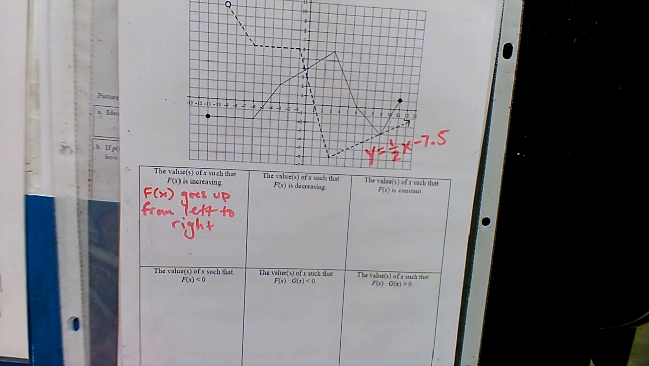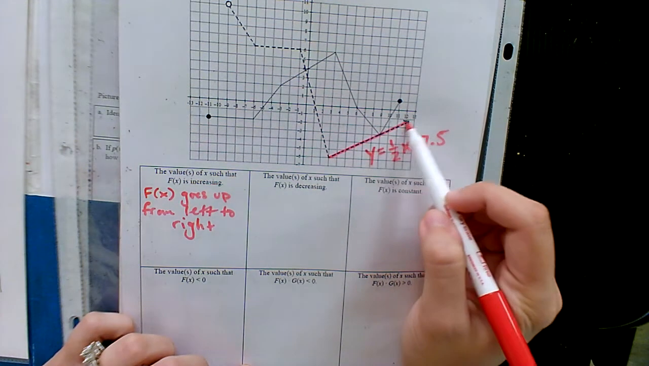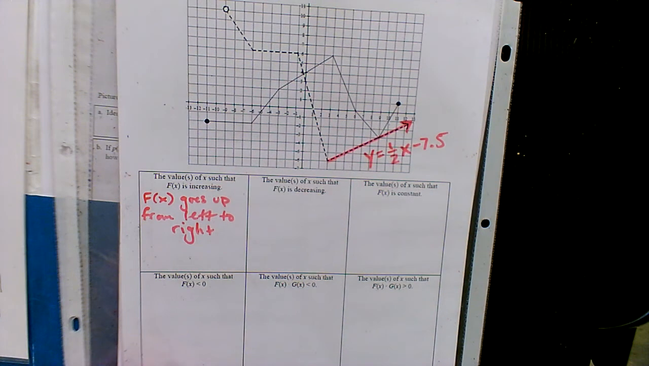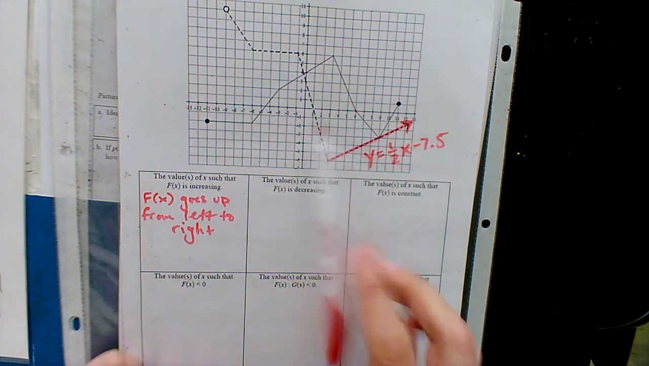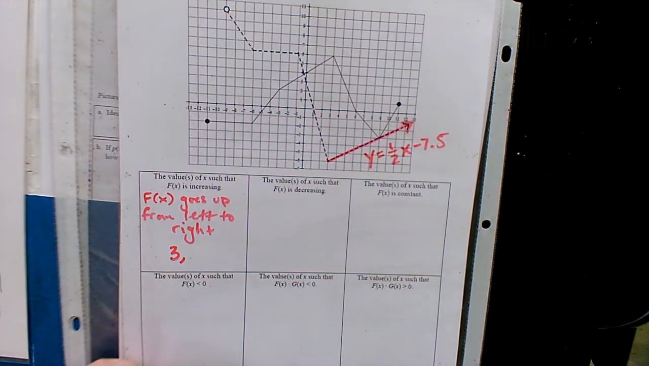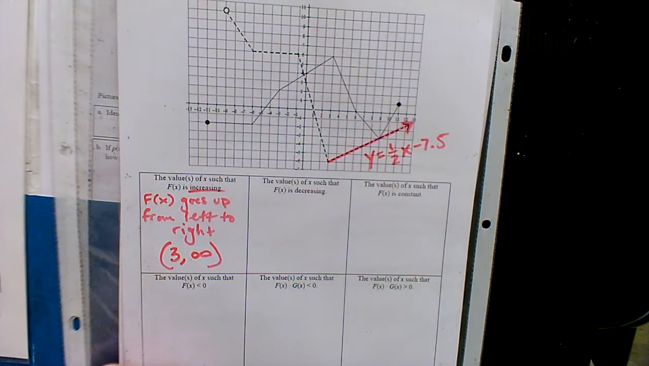All right, so dotted graph, increasing. That's not distracting either. Looks like we only have this section. So we can identify from 3 to what? Yeah, infinity. Good, all right. And if we're increasing, those are always going to be parentheses.